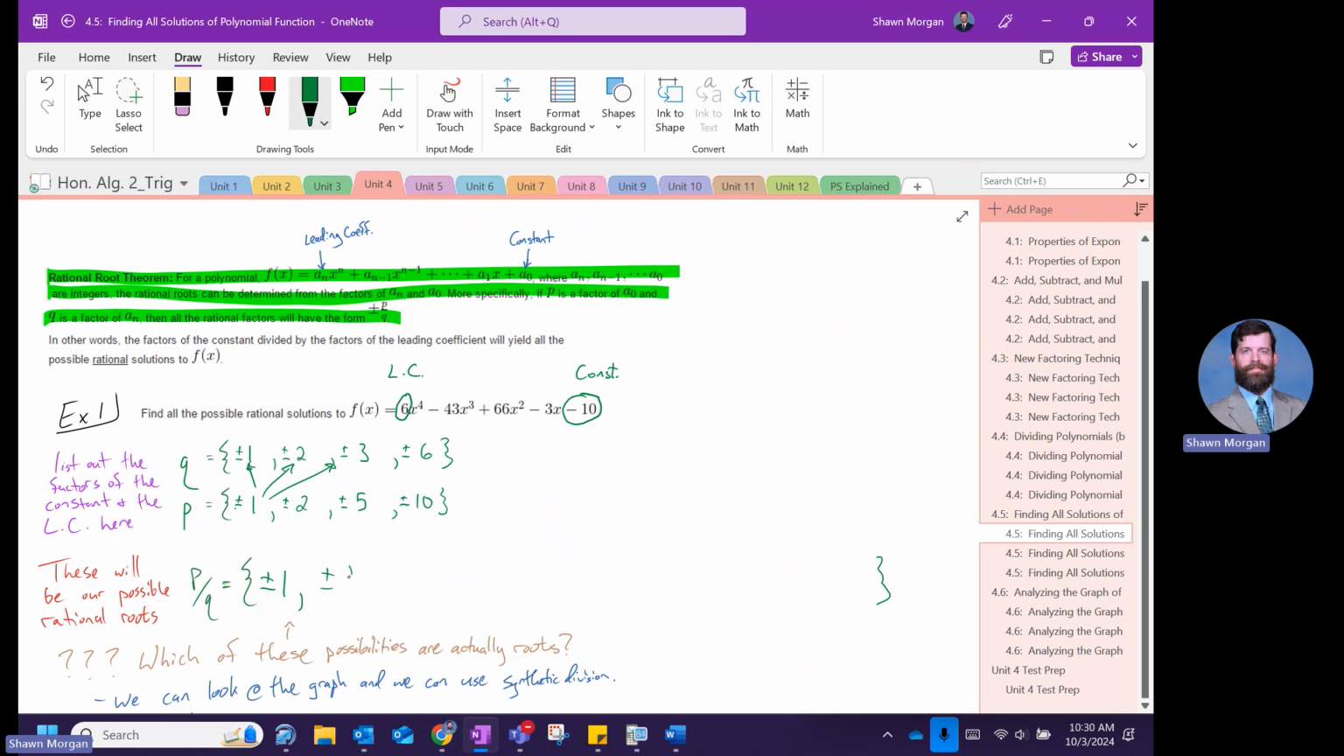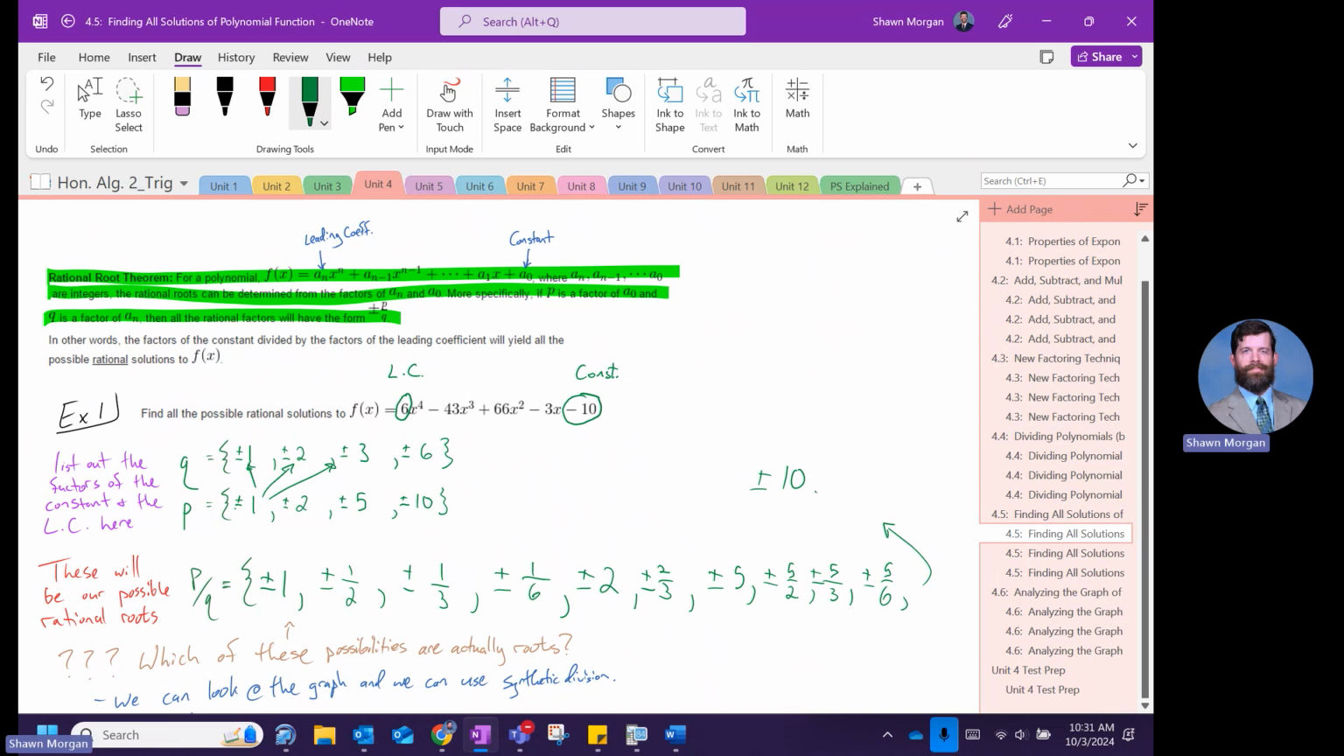1/1, 1/2, 1/3, and 1/6. This reconciles the issue that we were having. 2/2 is 1, 2/3, and 2/6 is 1/3. That's already on my list. 5, 5/2, 5/3, and 5/6. Let's just carry on up here. And then we got 10/1.